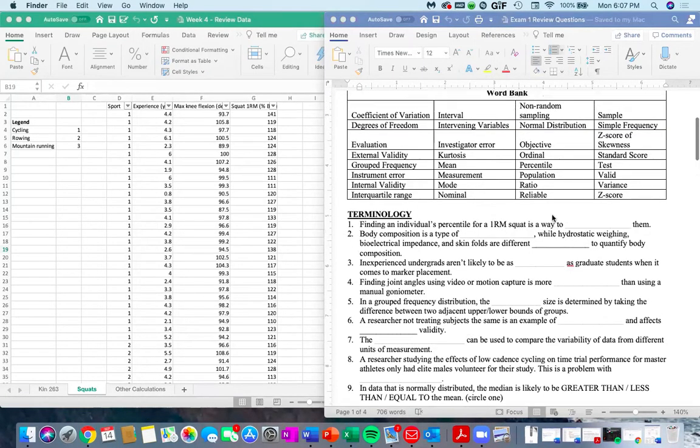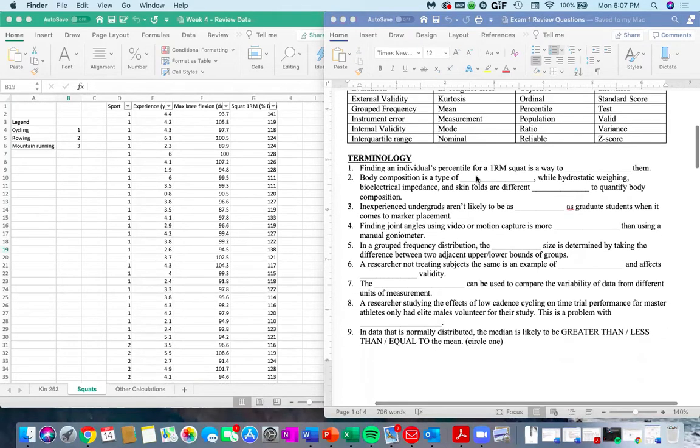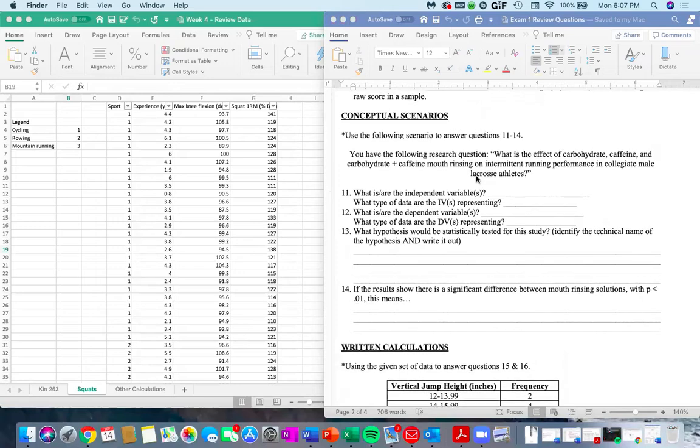So for the exam, it's going to be broken up into sections. The first one is terminology. This is where you'll use the word bank. The next part, usually I'll give you guys some type of conceptual scenario.